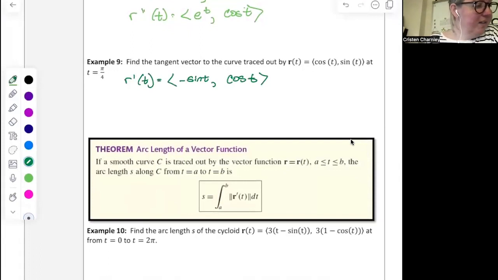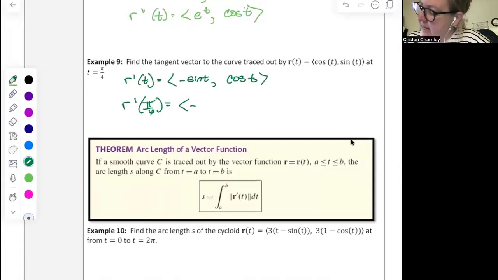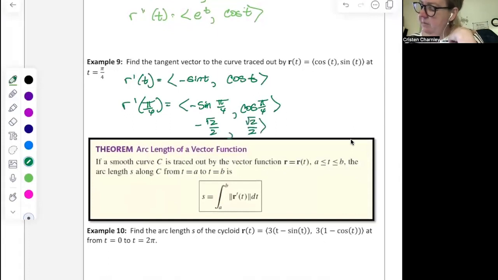Okay, where are we evaluating this? We are going to evaluate this at pi over 4. So r prime of pi over 4 is negative sine of pi over 4, cosine of pi over 4. So negative sine of pi over 4 is in your first quadrant. Sine is root 2 over 2, but we're making it negative. Cosine is also root 2 over 2, but that will remain positive. So that, my friends, is your tangent vector. You don't have to do anything else with it. That's perfect.